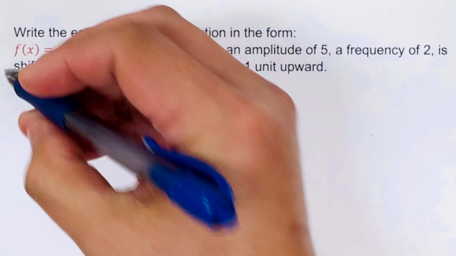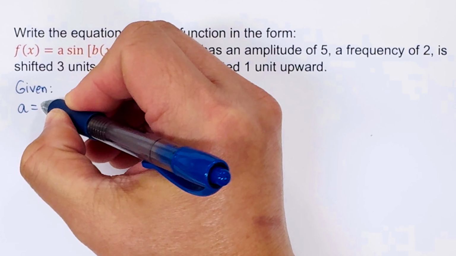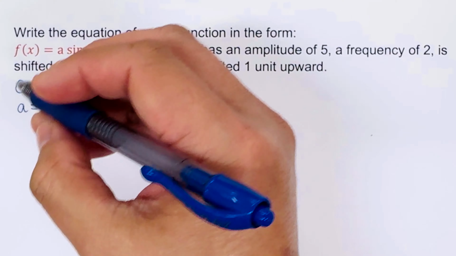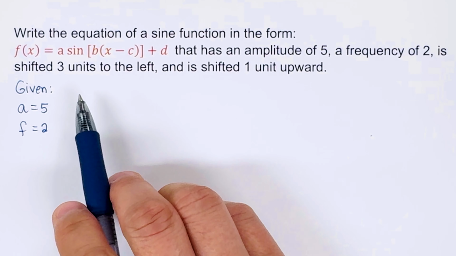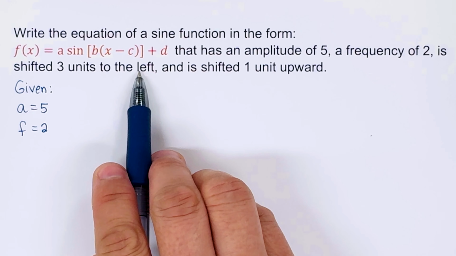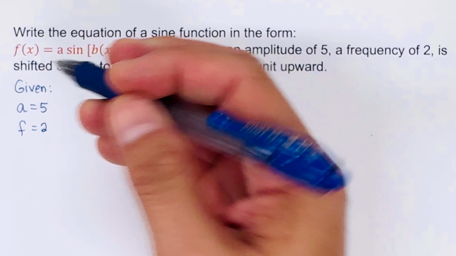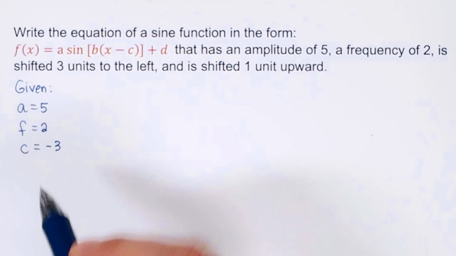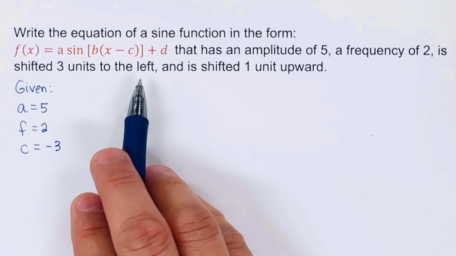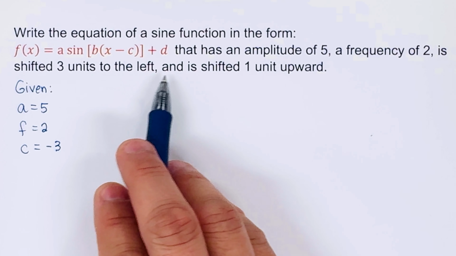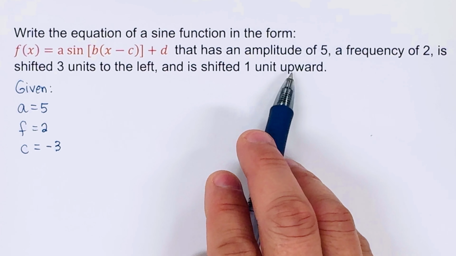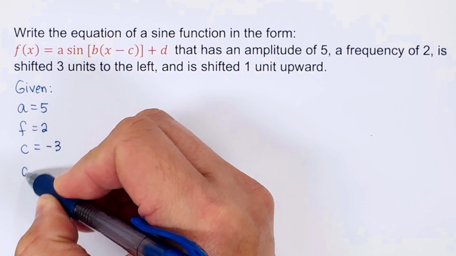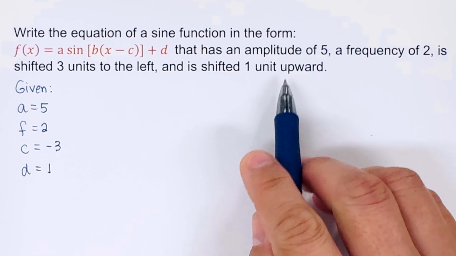So we start with our amplitude, which is 5. We are also given the frequency of 2. And this shift to the left represents C. So we can go ahead and write C is equal to -3. The reason why this is negative is because it was shifted to the left. And then we also have a shift going up, which is 1. So that represents our parameter D, which is +1 because it went up.